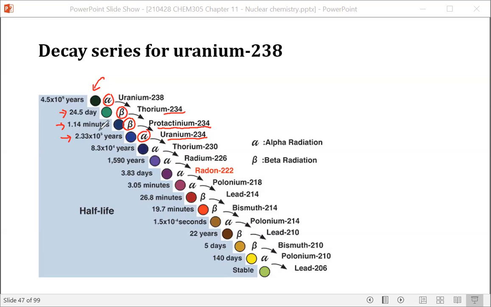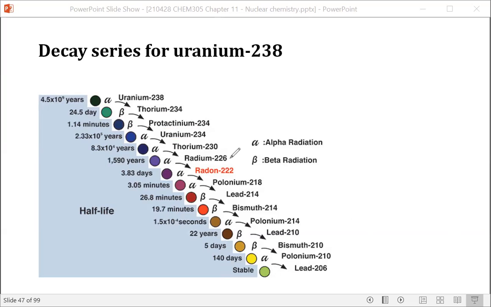Then uranium-234's half-life is 2.33 times 10 to the 5th years, so 233,000 years. Not as long as uranium-238, but still a good amount of time. It'll undergo alpha decay, turn into thorium-230, and so forth and so forth. So it keeps going until eventually, way down here, you reach lead-206, which is stable. And so once you reach the stable final daughter nuclide, the process stops and you have a stable element that won't undergo radioactive decay anymore.